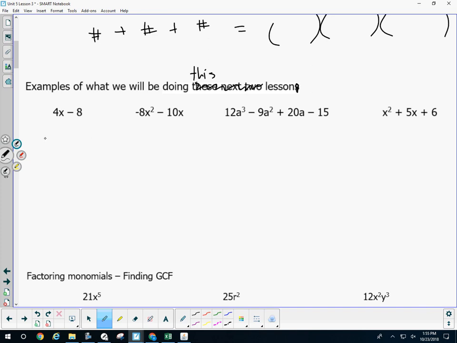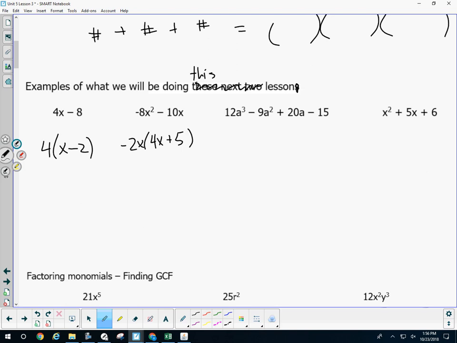We can factor out a greatest common factor. I see 4x and 8. 4 divides into 4x and 8, so I can divide out a 4. Negative 8x squared minus 10x: they both share a 2x. I could pull out a negative 2x. When you're factoring, you're essentially dividing, just like when we distribute, we multiply. If I divide negative 8x squared by negative 2x, I get positive 4x. If I divide negative 10x by negative 2x, I get positive 5. So that's some of what we're doing.